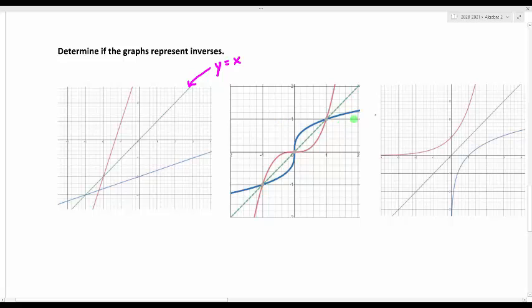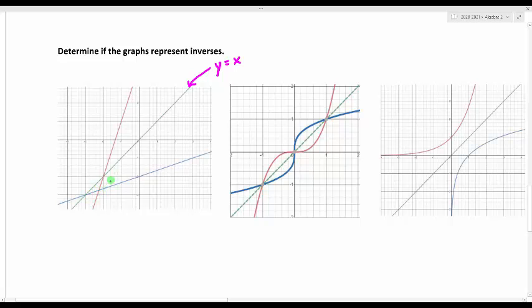All right, so when we look at these graphs, we're looking for a reflection over this green dashed line that runs diagonally from bottom to top, left to right, right? It's y equals x. So let's take a look at some of these. Now this one, I do not think this one represents an inverse. I do not see a perfect reflection. You'll notice that it's kind of off here.